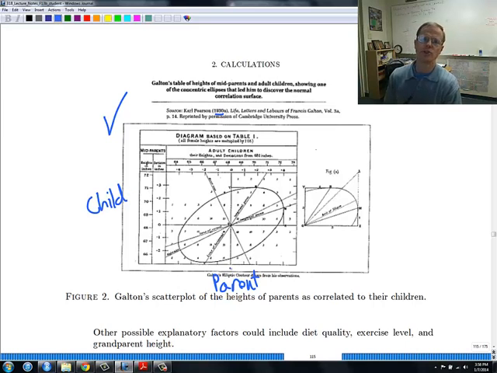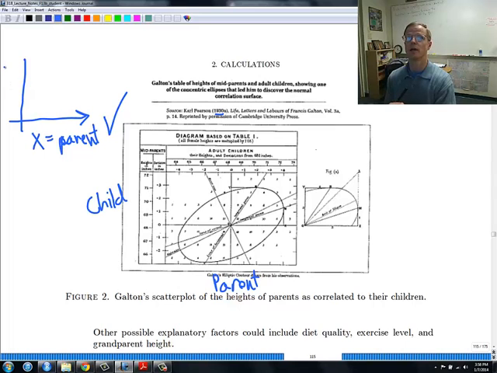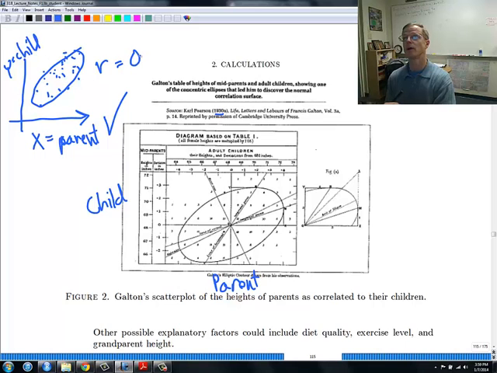He's taking the average between mom and dad, and then he's taking each adult child. If we were to draw it, we would put the explanatory variable on the x-axis, so we're going to have parent down here and then child. We would go something like this. At any rate, he collected this interesting data set and came up with a correlation coefficient of approximately 0.47.